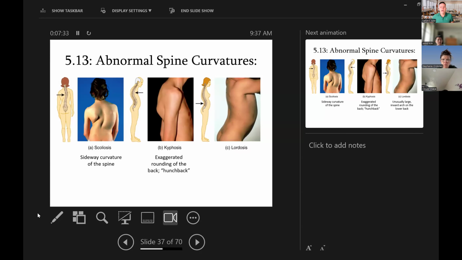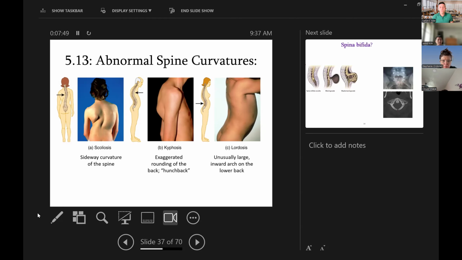Another type of spinal abnormality is what we call kyphosis. And kyphosis is an exaggerated rounding of the back. Remember the Hunchback of Notre Dame? That's what it would look like. And then there is lordosis, which is an accentuated inward arch of the lower back. Okay, so very accentuated here, that inward curve in the lower back.